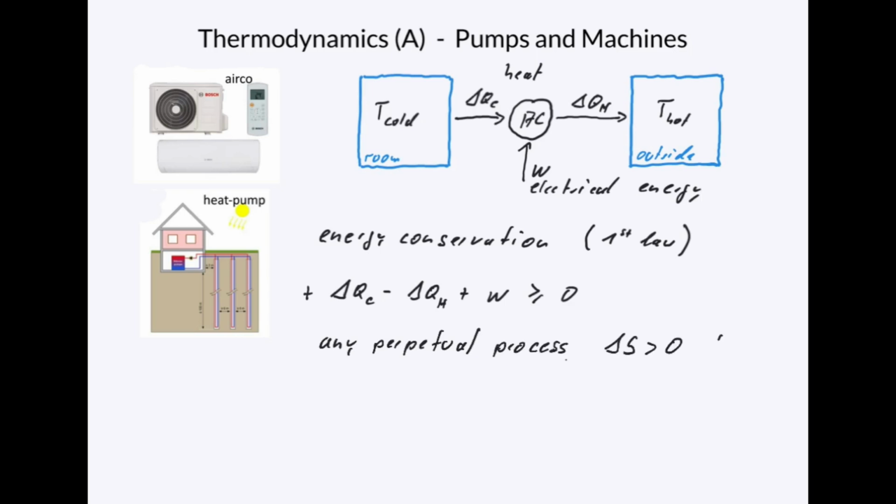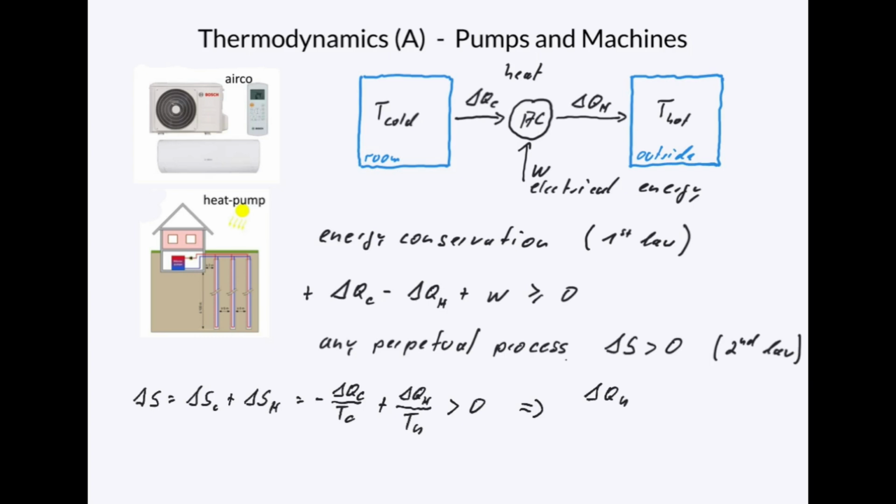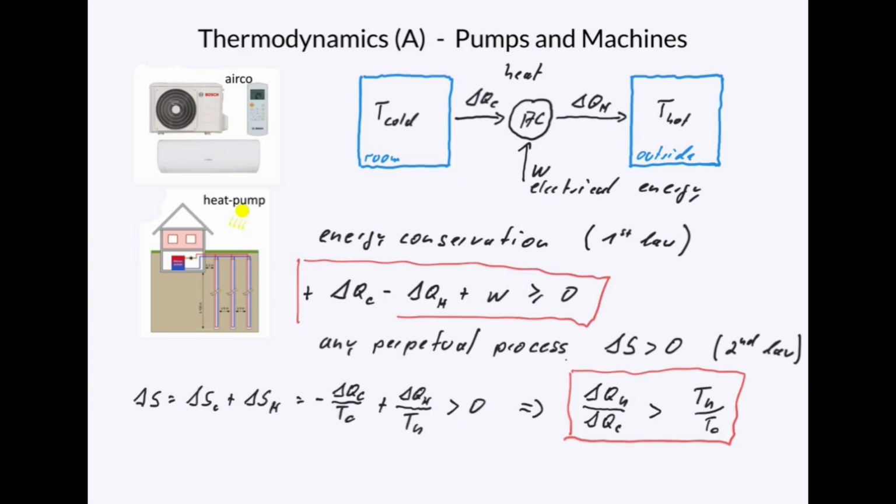Now, the change of entropy is related to the change of heat. Hence, the change in total entropy is given by minus delta QC divided by TC plus delta QH divided by TH, which has to be larger than 0, from which we can obtain a relation between the ratios of the changes in heat and the relative temperatures of the two compartments.